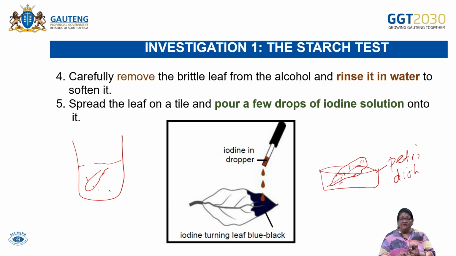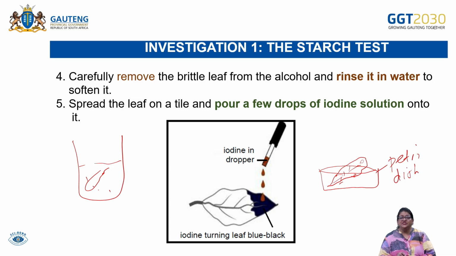And then if the leaf is yellow-brown or turns yellow-brown, it means that the color of iodine is there and that there is no starch. So no photosynthesis took place. If the color changes to blue-black like this one, then you know iodine turns the leaf blue-black.